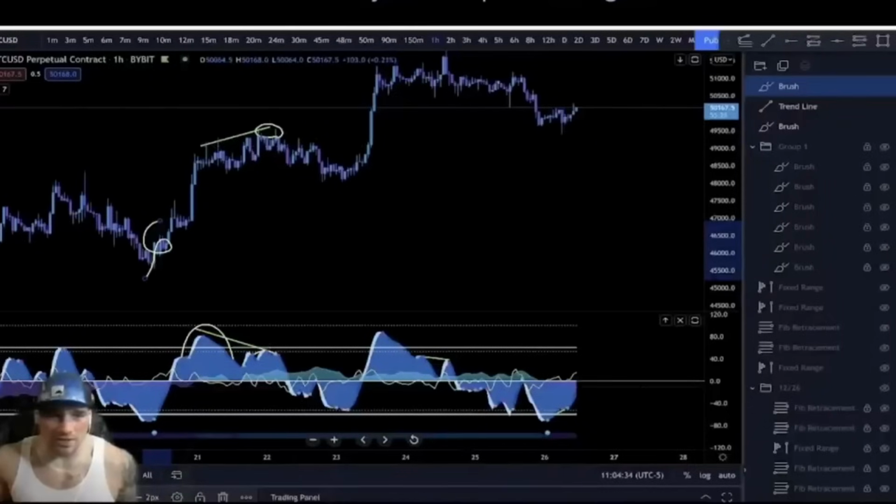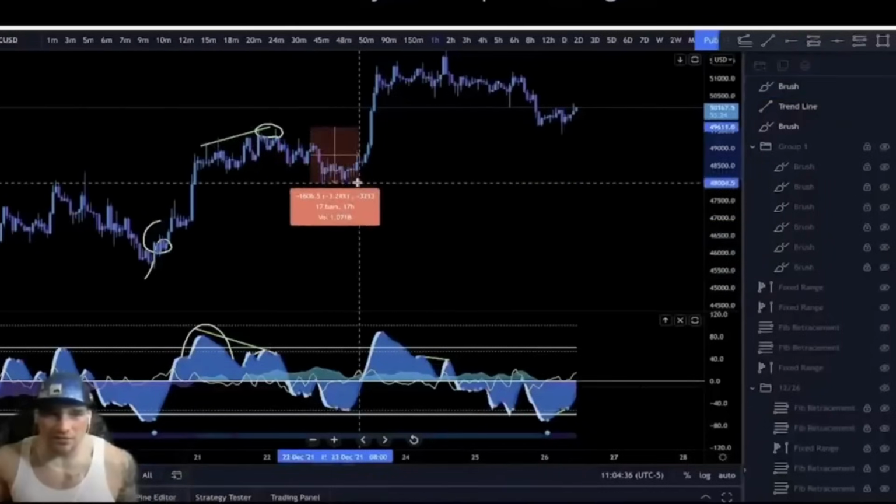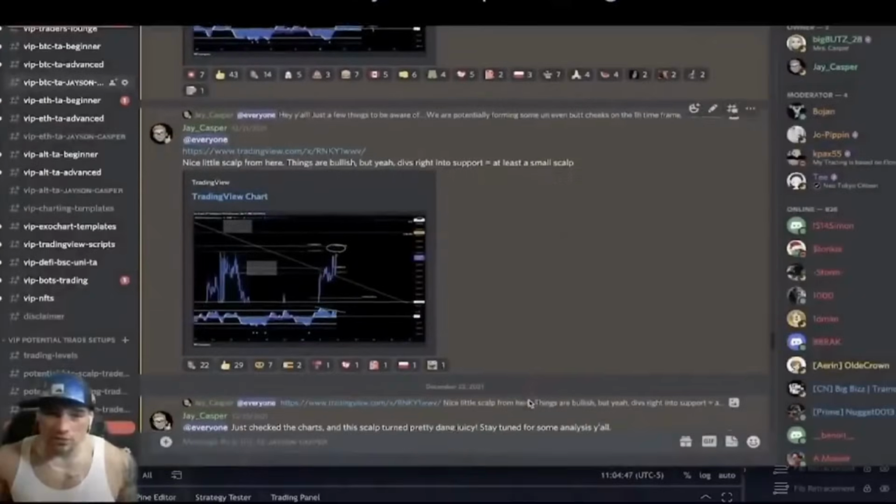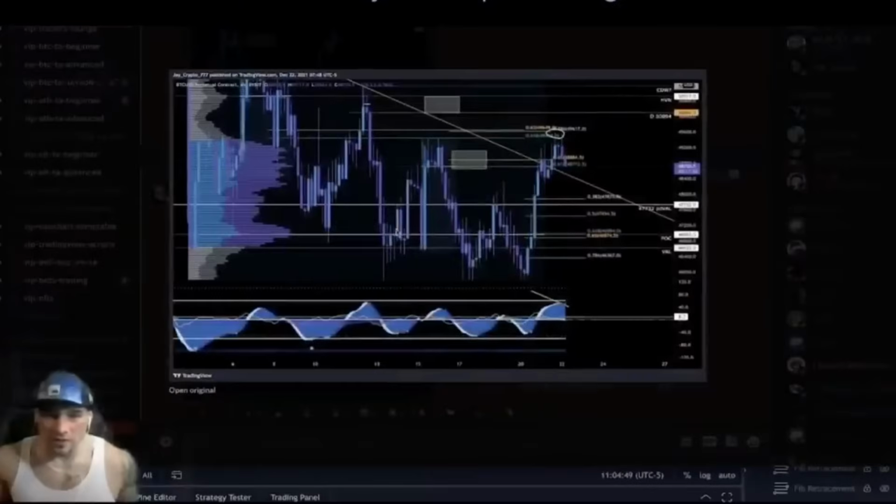And look at this. From that time, we did come down a very nice 3.5%. And this is something you can look at in advance, right? And say, okay, if we're seeing some uneven butt cheeks here, then I will look to take the short. And what do you know? We come up into that same area. This is the 4 hour, but we did get the uneven butt cheeks on the 1 hour, and we dropped from there, right?